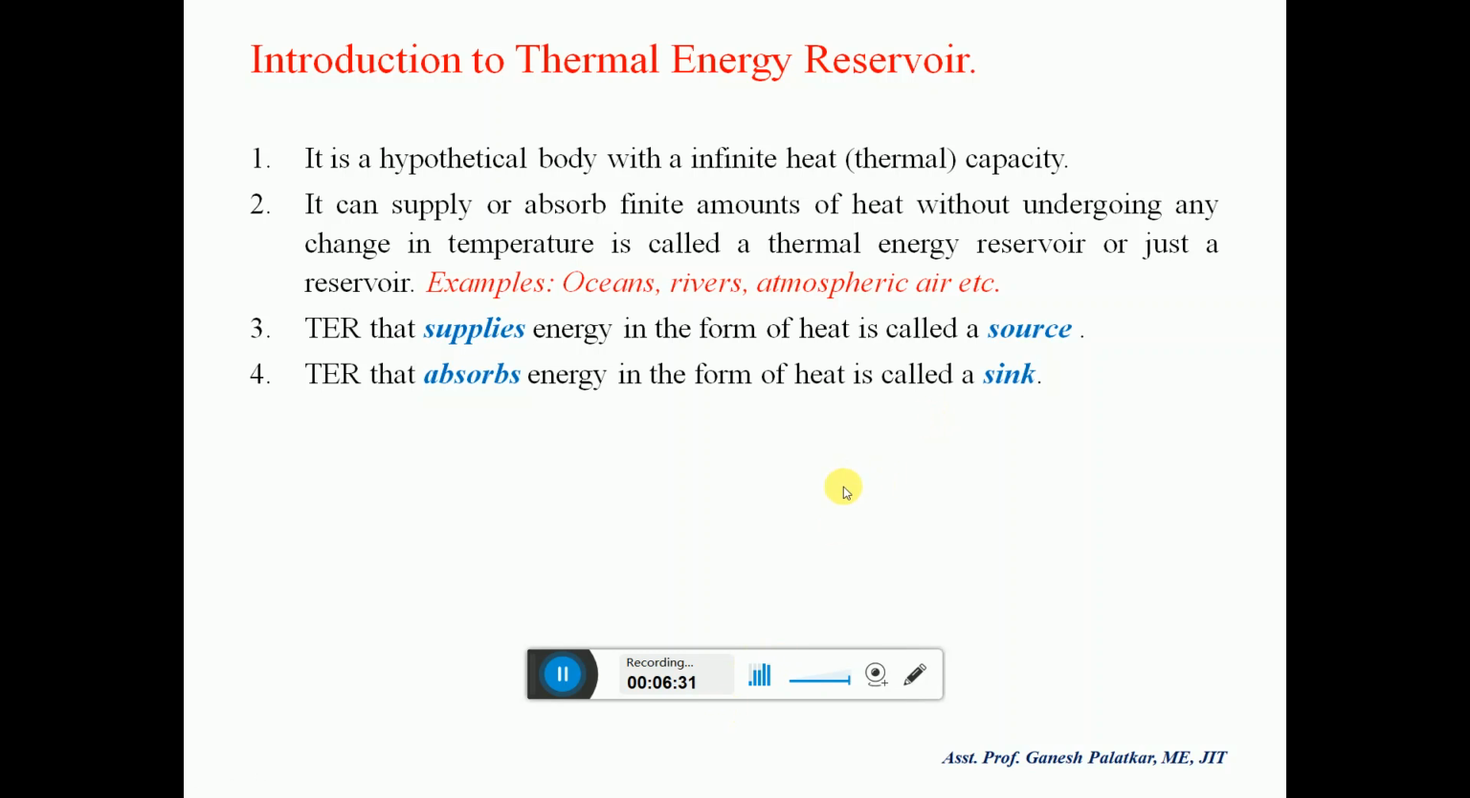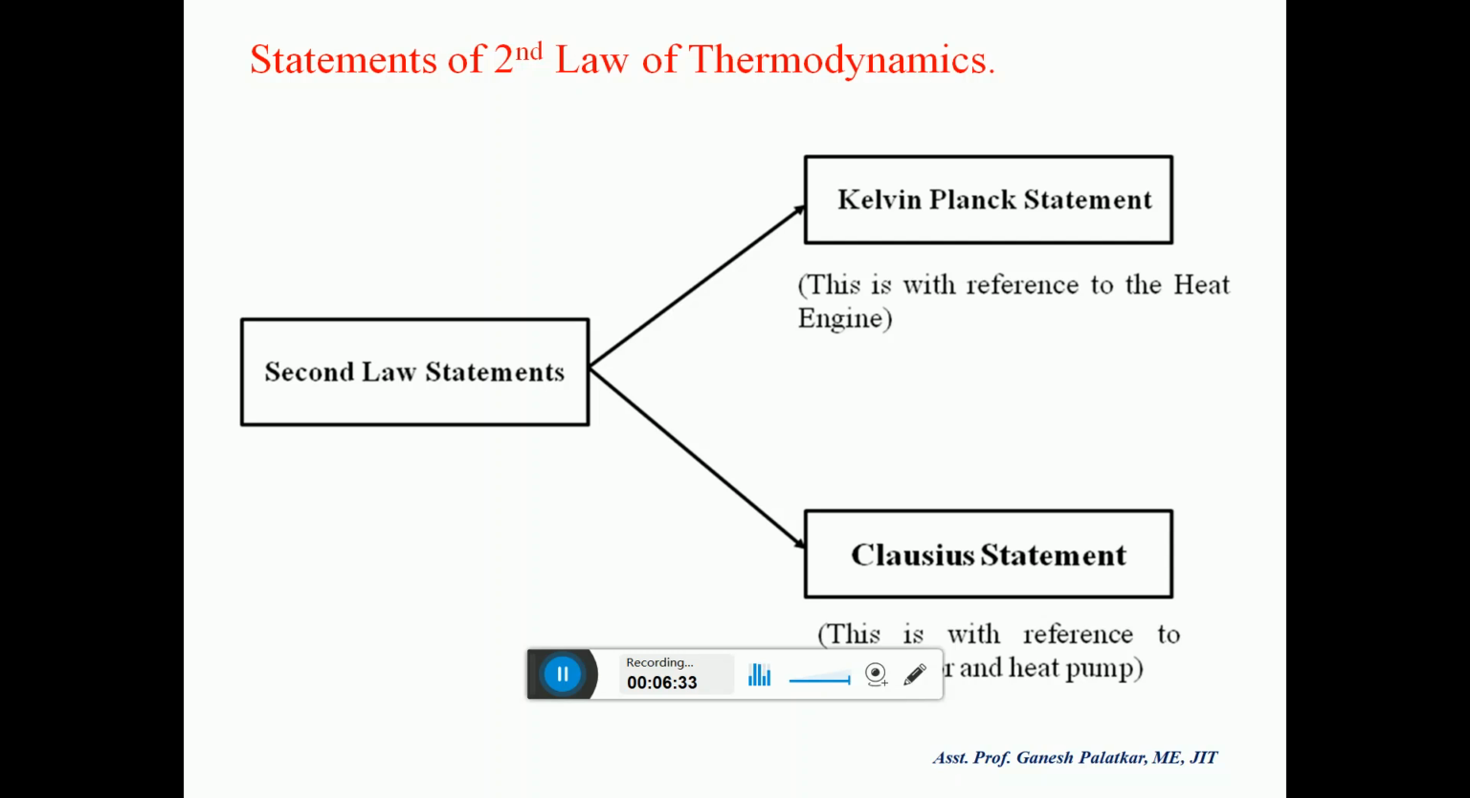Moving towards the next slide. Now we come to the statements of the second law of thermodynamics. The second law of thermodynamics consists of two statements, that is the Kelvin Planck statement and the Clausius statement. So with reference to that, we move further on the statements of the second law of thermodynamics.